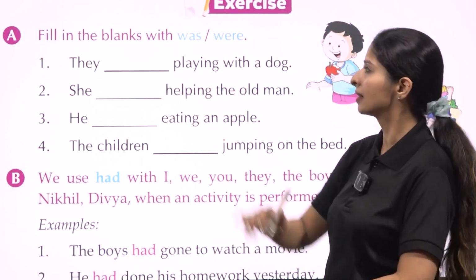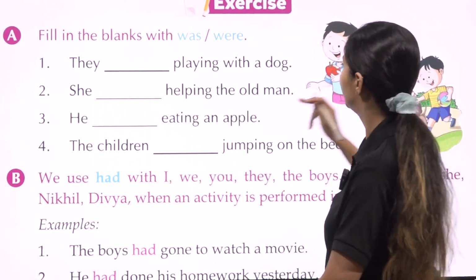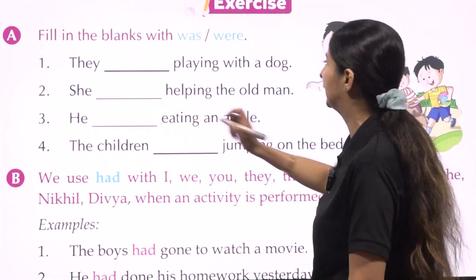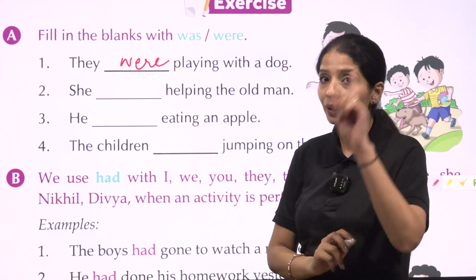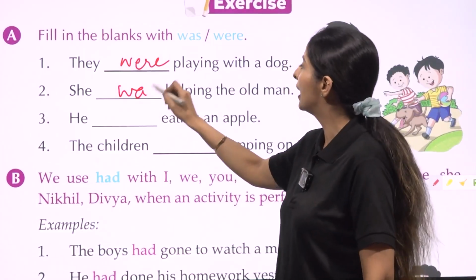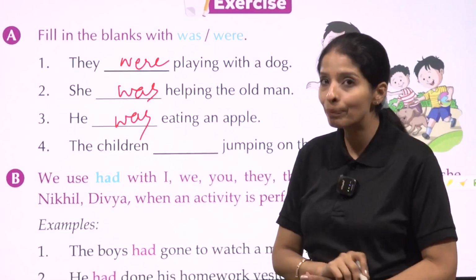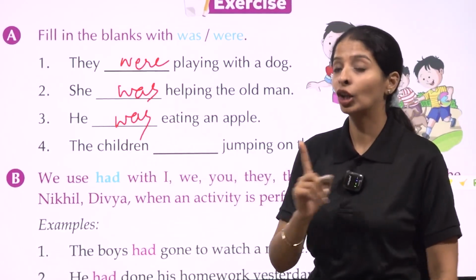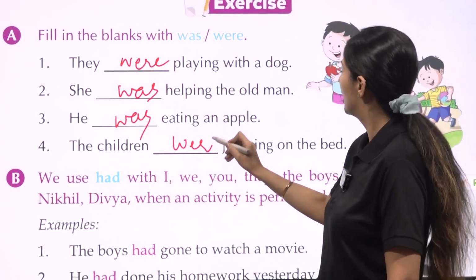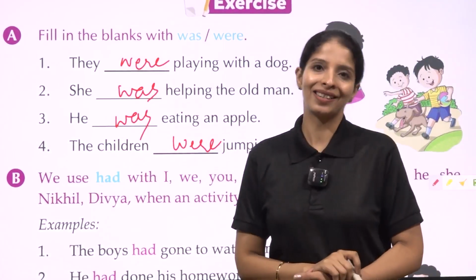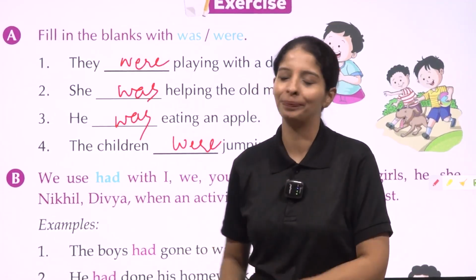Now, let's do this exercise. Fill in the blanks with was, were. They, I'm talking about many: they were playing with a dog. She was helping the old man. He was eating an apple. The children, not the child, children, plural: the children were jumping on the pet. So these rules you have to remember, where to use was and were.